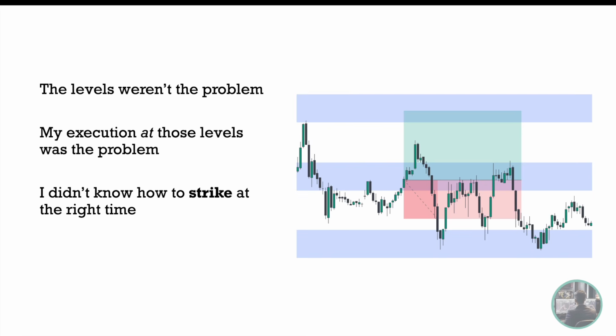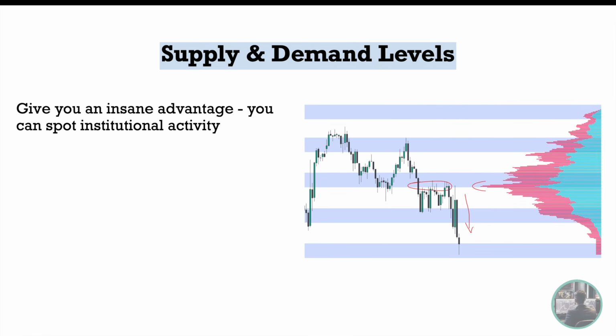So in this video, I'm going to show you the exact method to execute trades at supply and demand levels, and by the end of it, you'll know how to nail every trade you come across. Now, having institutional supply and demand levels on your chart gives you an insane advantage over everyone else. We know that retail traders are too small to move the price. Institutions are the only thing that can actually move the price. And if you have the right zones mapped out, you know exactly where they need to be moving next.